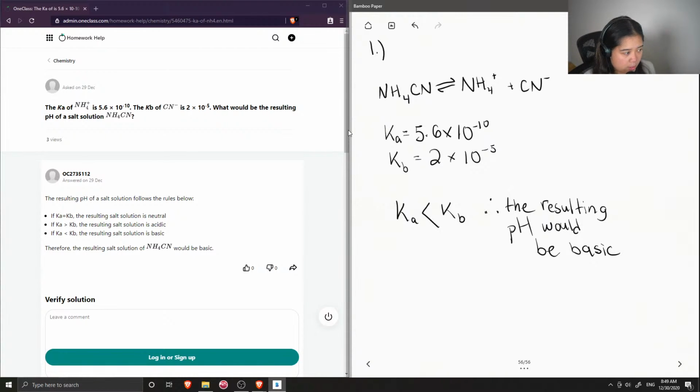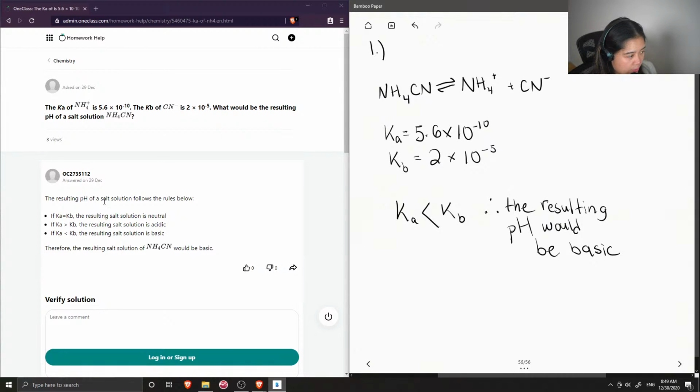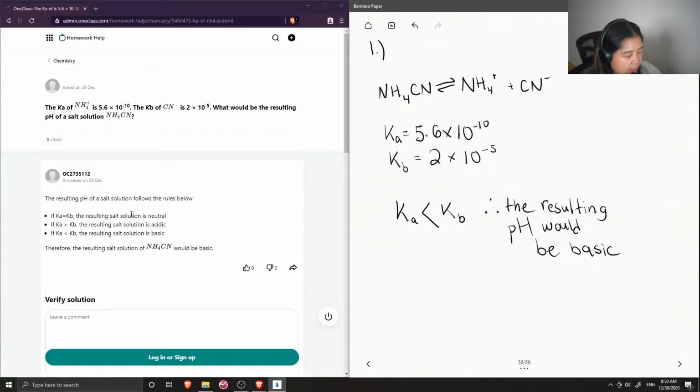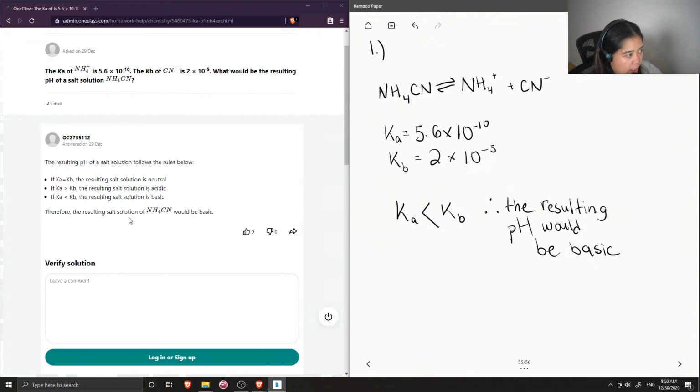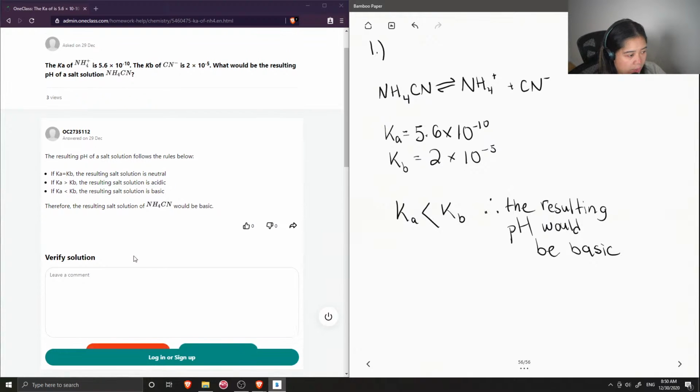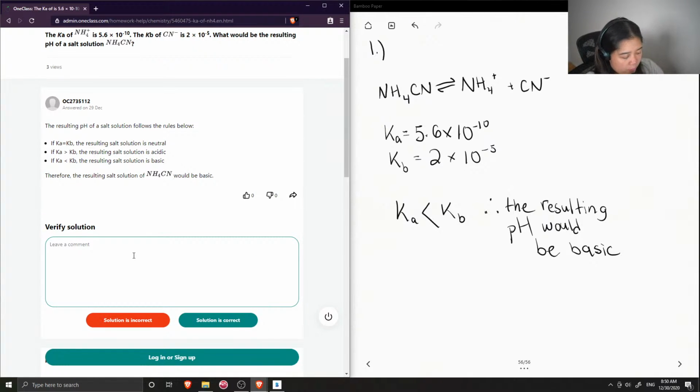Okay, so now let's see what the junior tutor said. The resulting pH of a salt solution follows the rules below. If Ka is equal to Kb, then the resulting salt solution is neutral. If Ka is greater than Kb, the resulting salt solution is acidic. And if Ka is less than Kb, then the resulting salt solution is basic. Therefore, the resulting salt solution of ammonium cyanide would be basic. Yep, so this solution is correct.